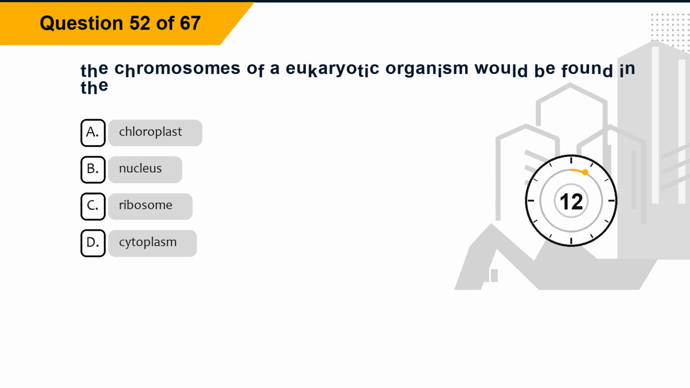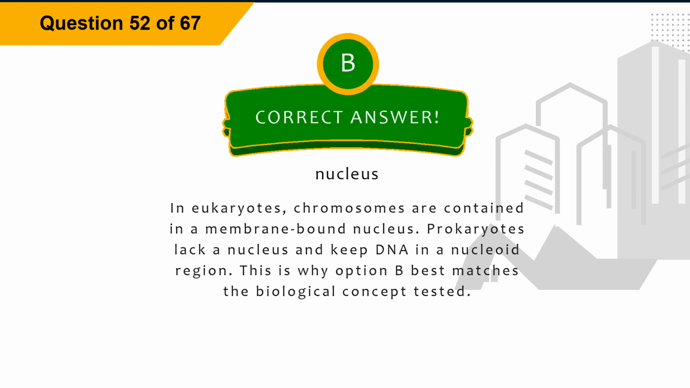Question 52. The chromosomes of a eukaryotic organism would be found in the Option A, chloroplast. Option B, nucleus. Option C, ribosome. Option D, cytoplasm. The correct answer is option B, nucleus. Explanation. In eukaryotes, chromosomes are contained in a membrane-bound nucleus. Prokaryotes lack a nucleus and keep DNA in a nucleoid region. This is why option B best matches the biological concept tested.